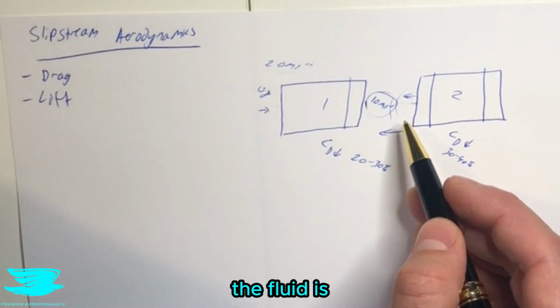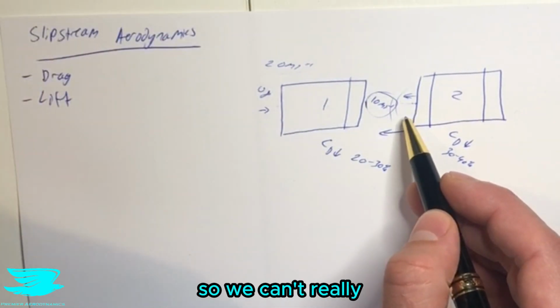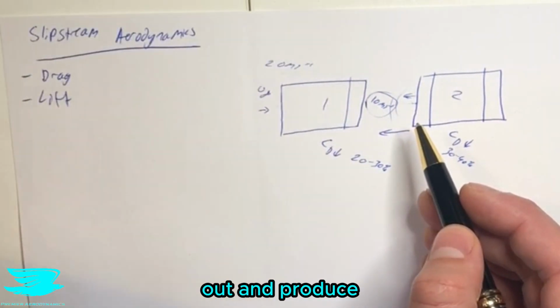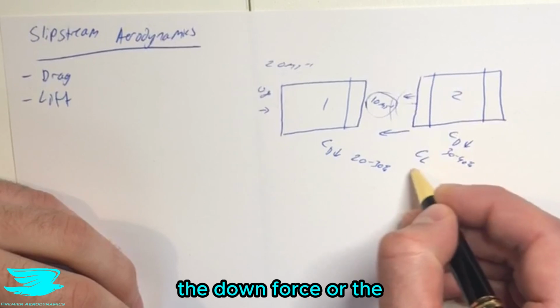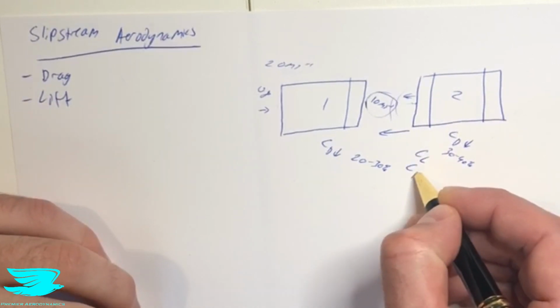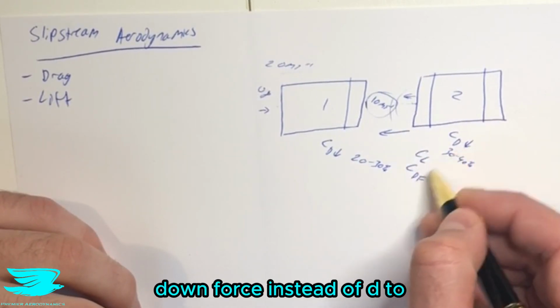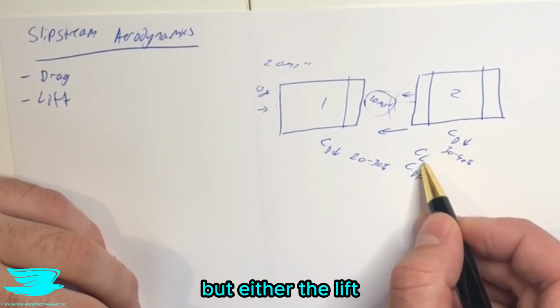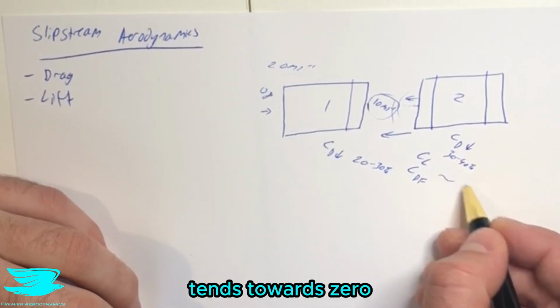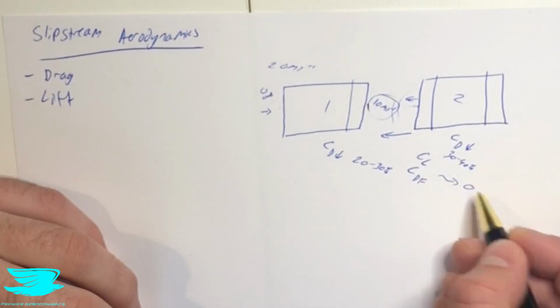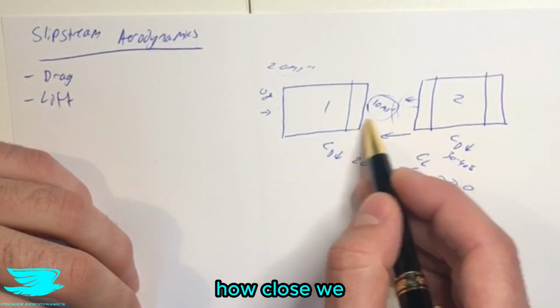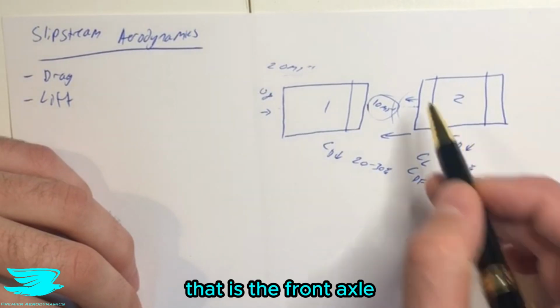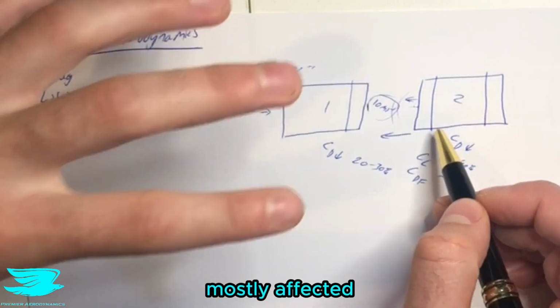The fluid is slower moving, so we can't really take as much energy out and produce lift and downforce out of it. So that results in the downforce, or I'm going to say downforce instead of D to not confuse with drag, but either the lift produced or the downforce produced tend towards zero. So we'll get a reduction in both of these, 10, 20, 30%, depending on how close we get to this first car. That is the front axle, and that is mostly affected by the wake.